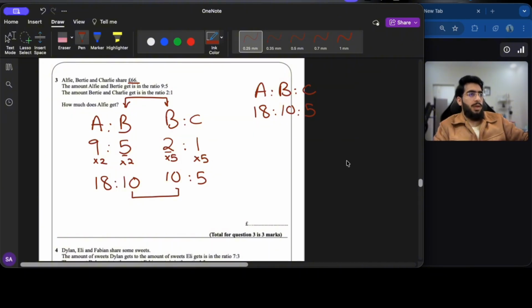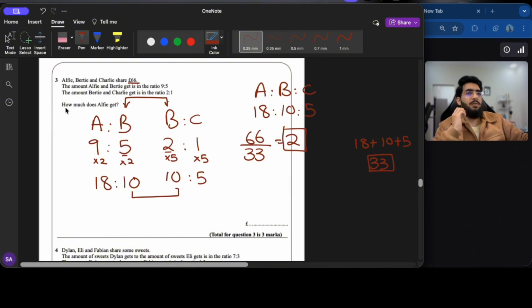So first let's add up all the parts. We'll just do 18 add 10 add 5, which would be 18 plus 10 is 28, 28 plus 5 is 33. So 33 total parts were done, and of what value? 66. So we'll just do 66 divided by 33 to get the worth or value of one part, which would just be 2. 66 divided by 33 is 2.